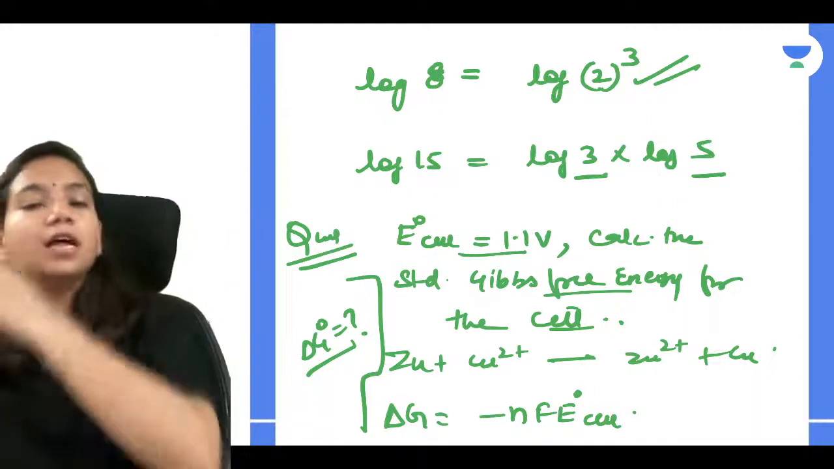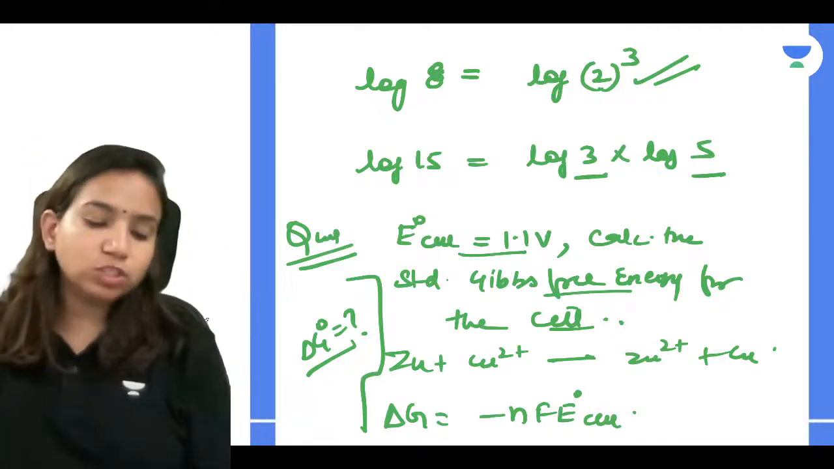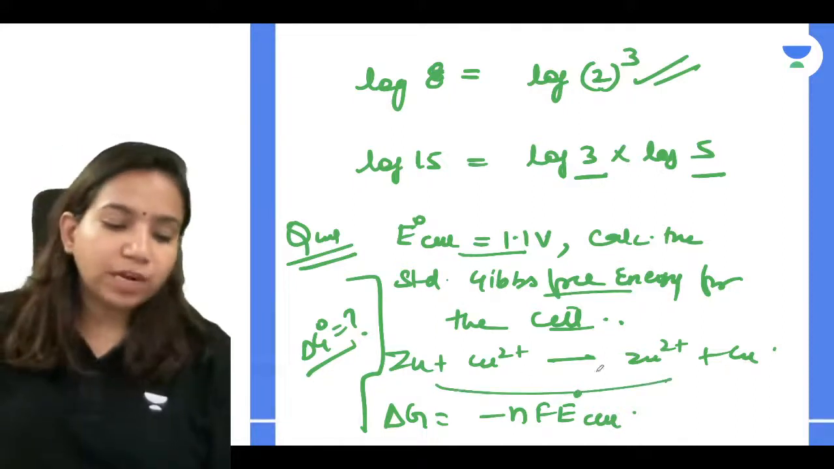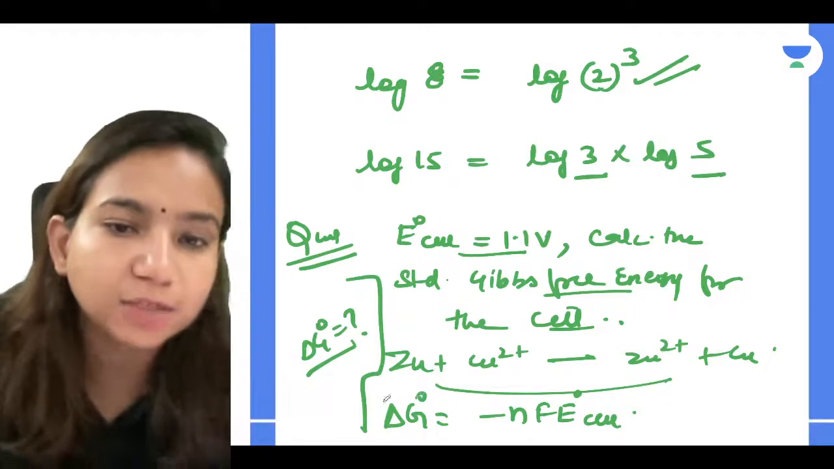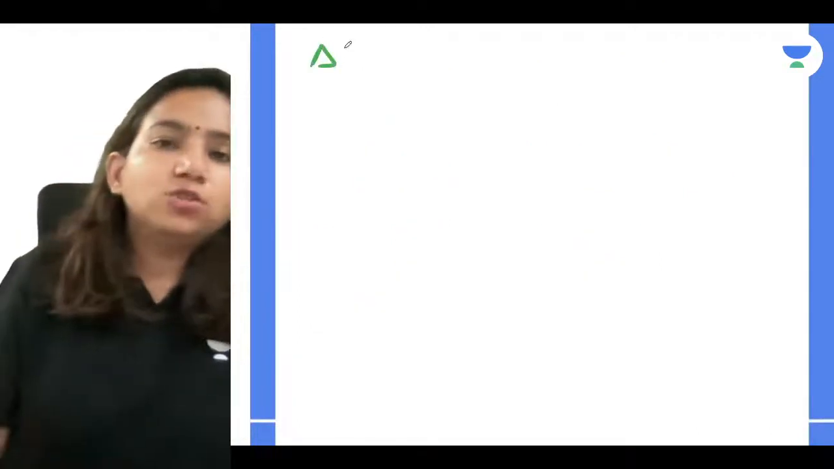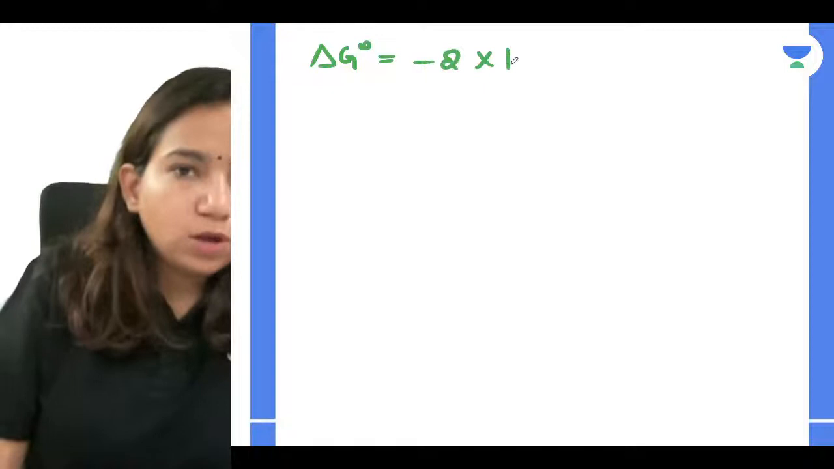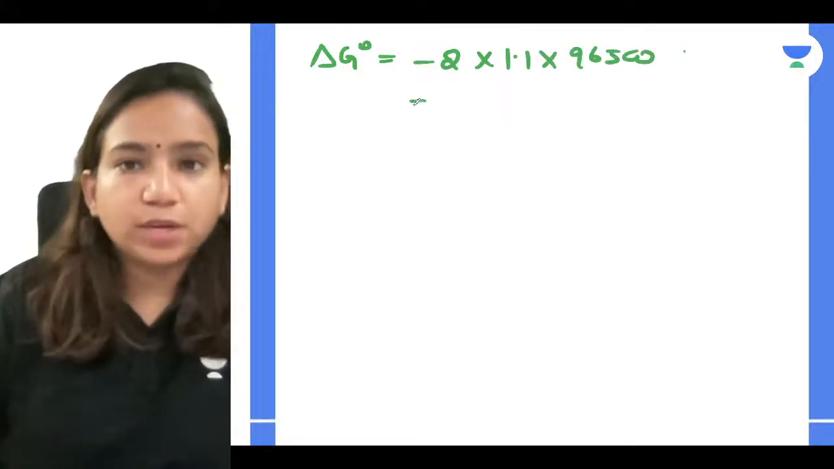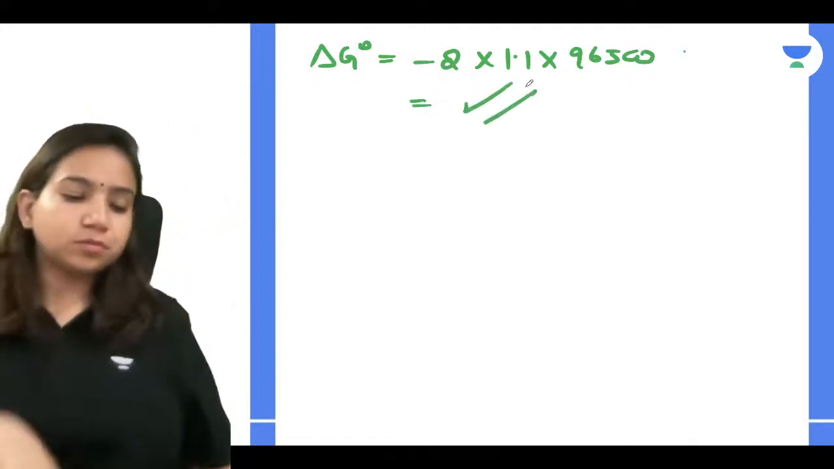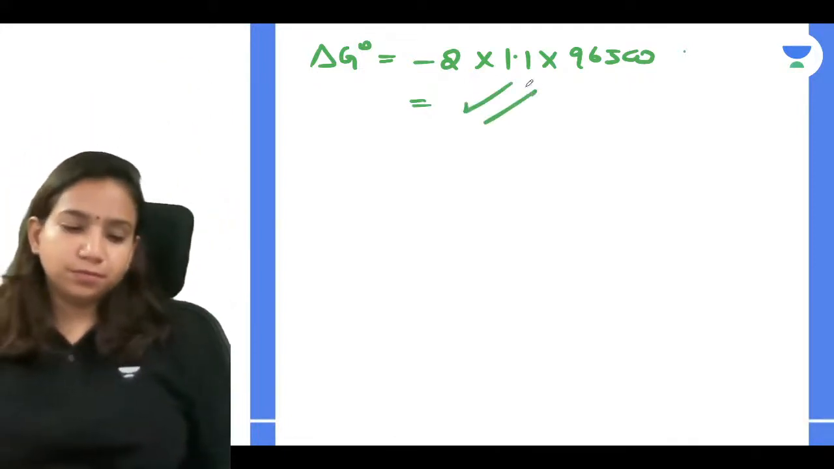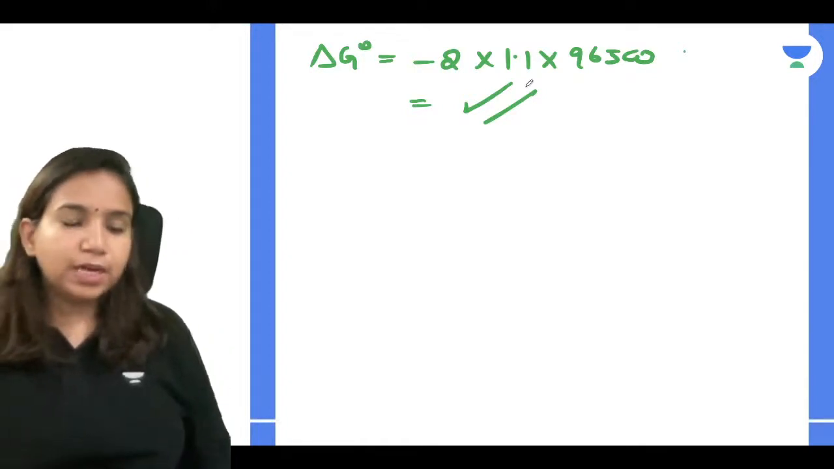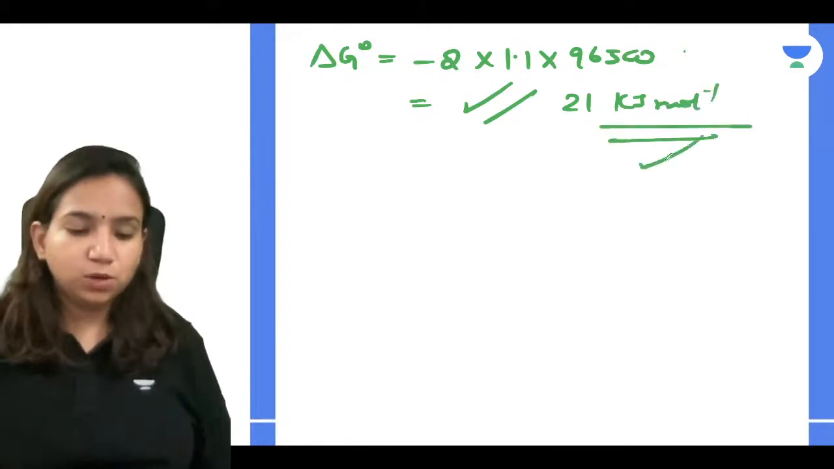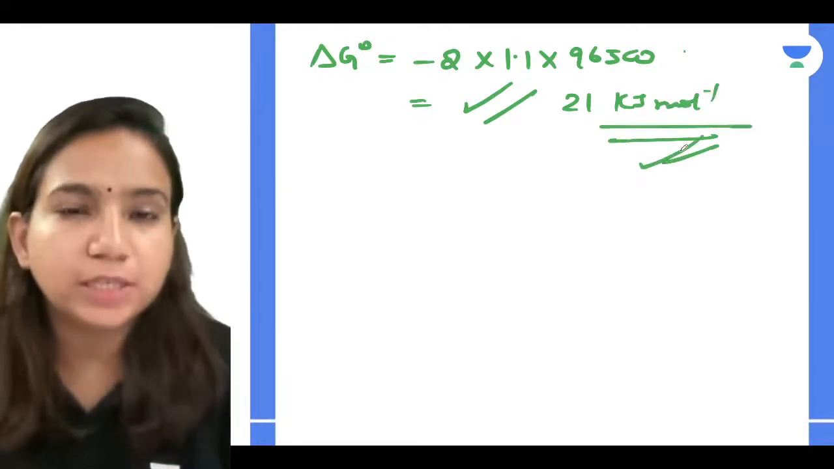So E naught cell is given. The number of electrons involved over here is how much, guys? It is 2. Very good. The number of electrons involved is 2, and the Faraday constant we know, so we can calculate that. Correct, guys? So delta G naught will be equal to minus 2 into 1.1 into 96500, and you can solve it and get that. Clear with it, everyone? Yes, so you will get around 212 kilojoule per mole. You can get the value of the Gibbs free energy.